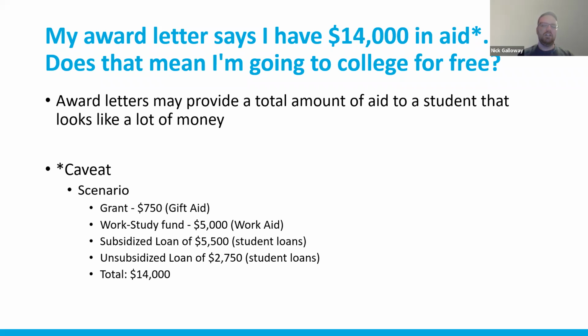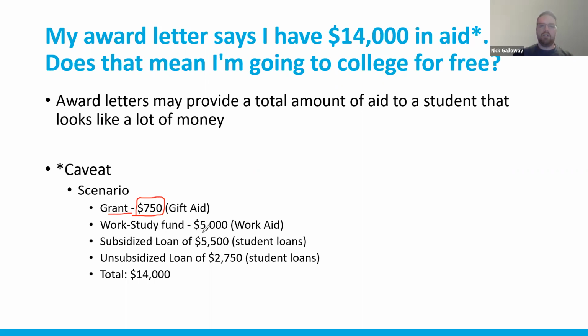Dylan mentioned some terminology earlier: gift aid, work aid, and student loans. If we look at our scenario here, we have our grant, which is our gift aid. This is $750 that doesn't have to be paid back. We also mentioned our work study funds. You might see these where the student applies and receives a part-time job, either on campus or off campus, through the work study fund.